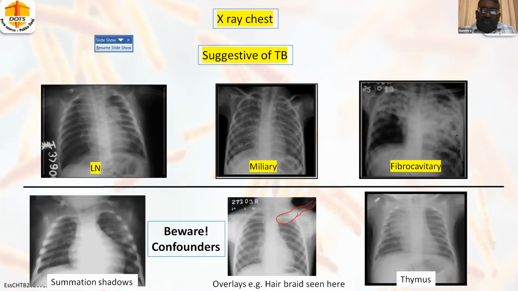Now we should be careful about the confounders. Summation shadows have a shadow-in-shadow appearance, with multiple opaque shadows seen. That could be mistaken as a consolidation. Then overlays like hair braids, a lock of hair, etc. can also be mistaken as a consolidation. Then of course, in infants and small children, the thigh muscles.